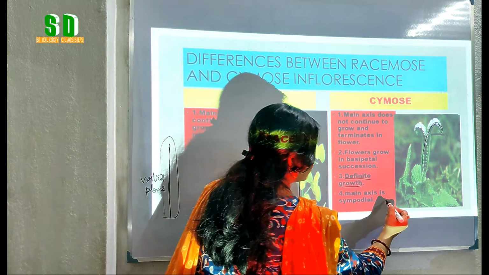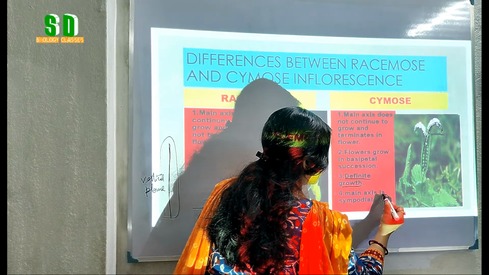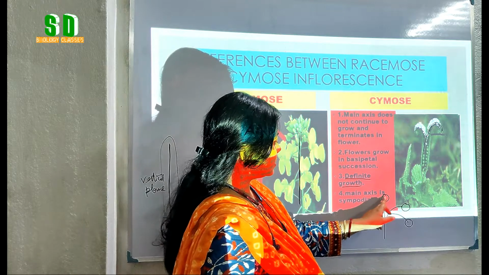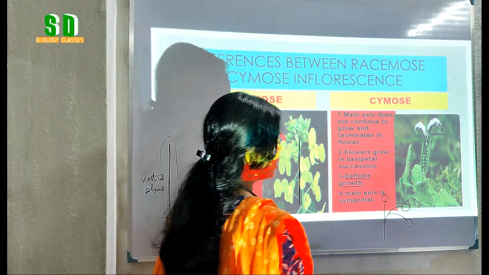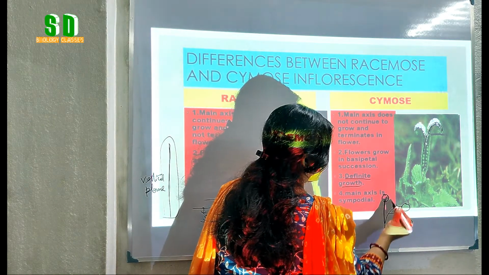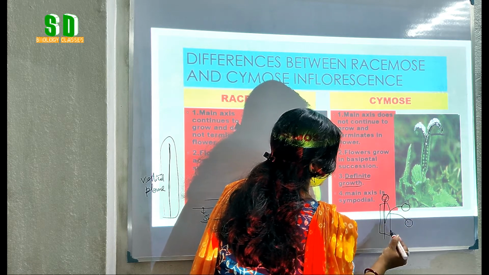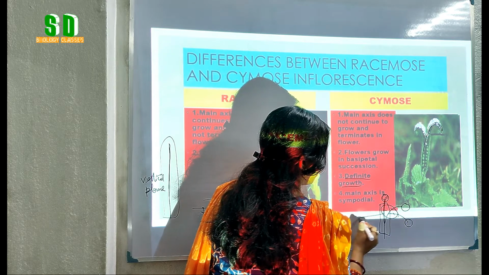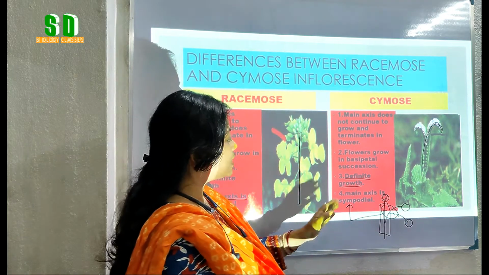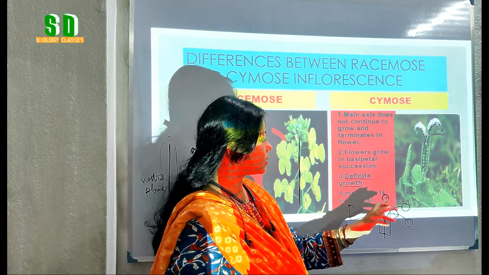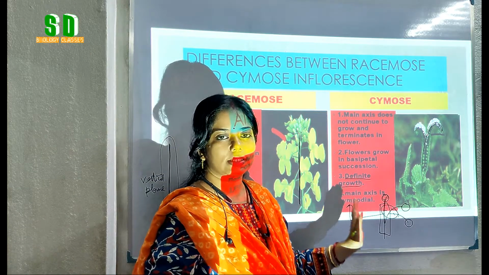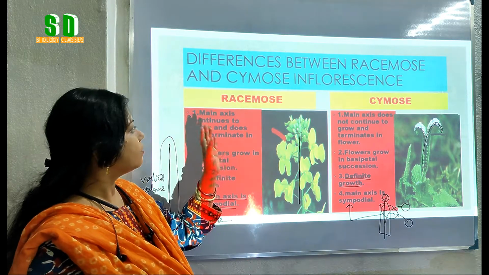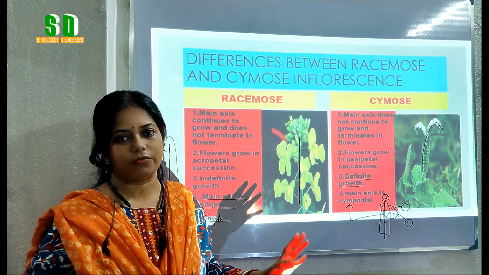But in case of cymose inflorescence, the main floral axis is terminated by a flower. So it always terminates by a flower, and in a vertical plane we can get more than one branch. This aggregation of branches is called sympodial. That's why the main axis is called sympodial. So these are the differences between racemose and cymose inflorescence.